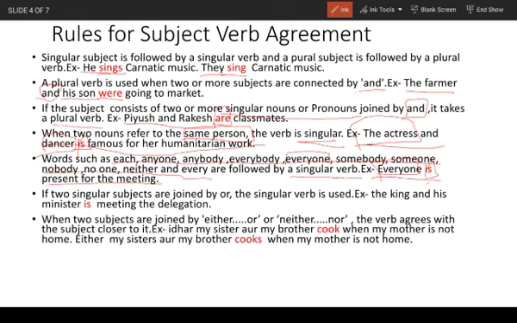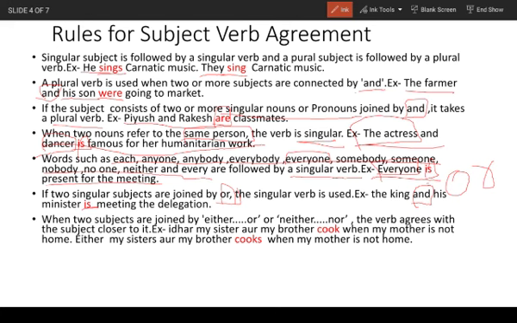If two singular subjects are joined by or, the singular verb is used. So when two singular subjects are joined by or, at that time we use a singular verb. Like for example, the king and his minister is, the king or his minister, here it should be or, but I have written and. So it is or: the king or his minister is meeting the delegation. So here is, so we have used a singular verb because it is or.